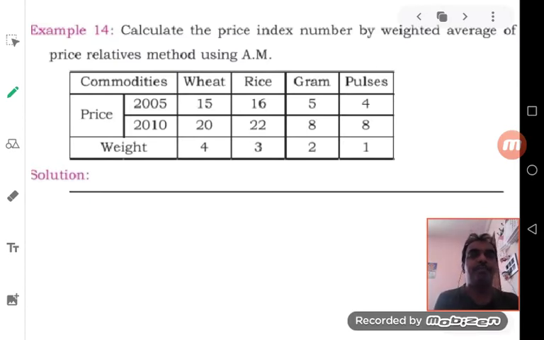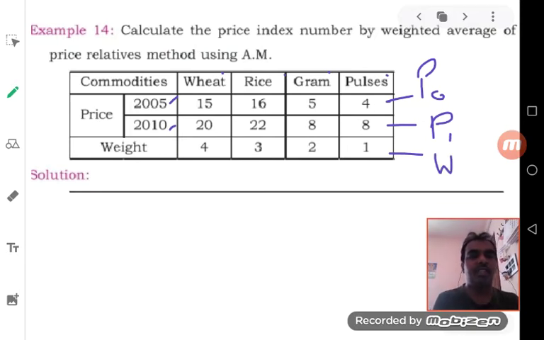Let us do it. And what are all the data given to us? Commodities, they have given wheat, rice, gram and pulses. And prices are given in two different years, 2005 and 2010. Naturally, you should take 2010 as a current year, that is P1, and 2005 old year you should take as base year, that is P0. And they have given weights, that weight should be taken as W.